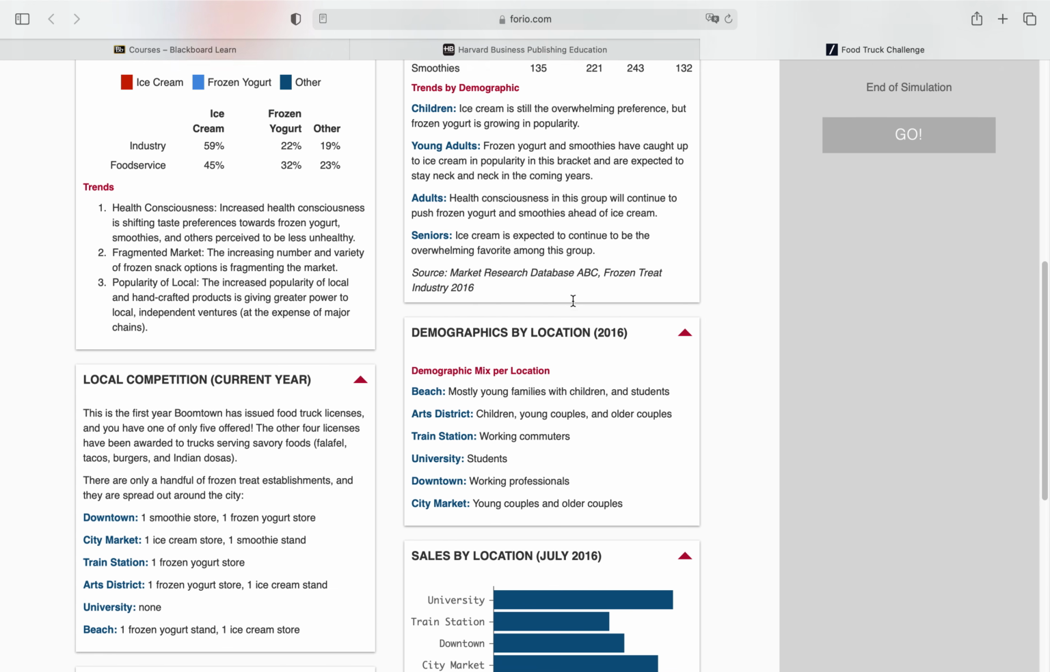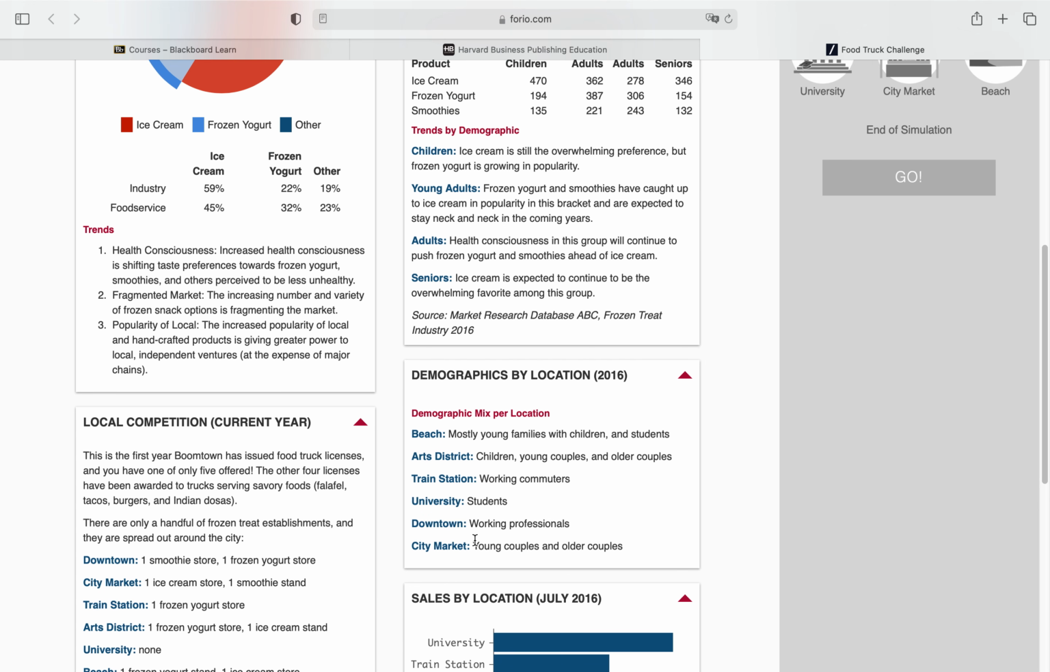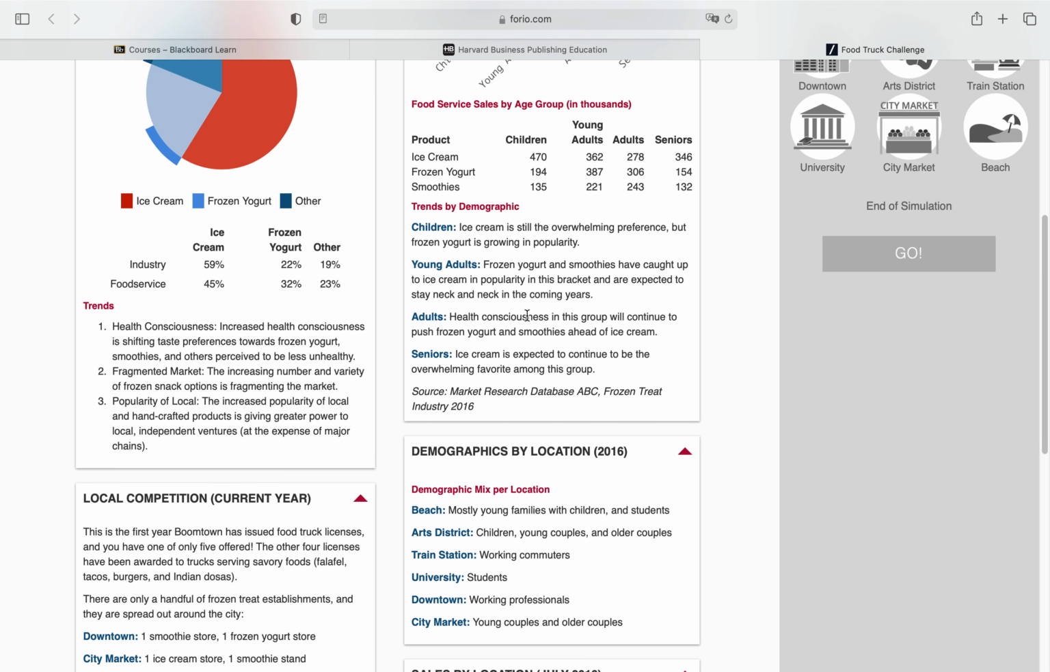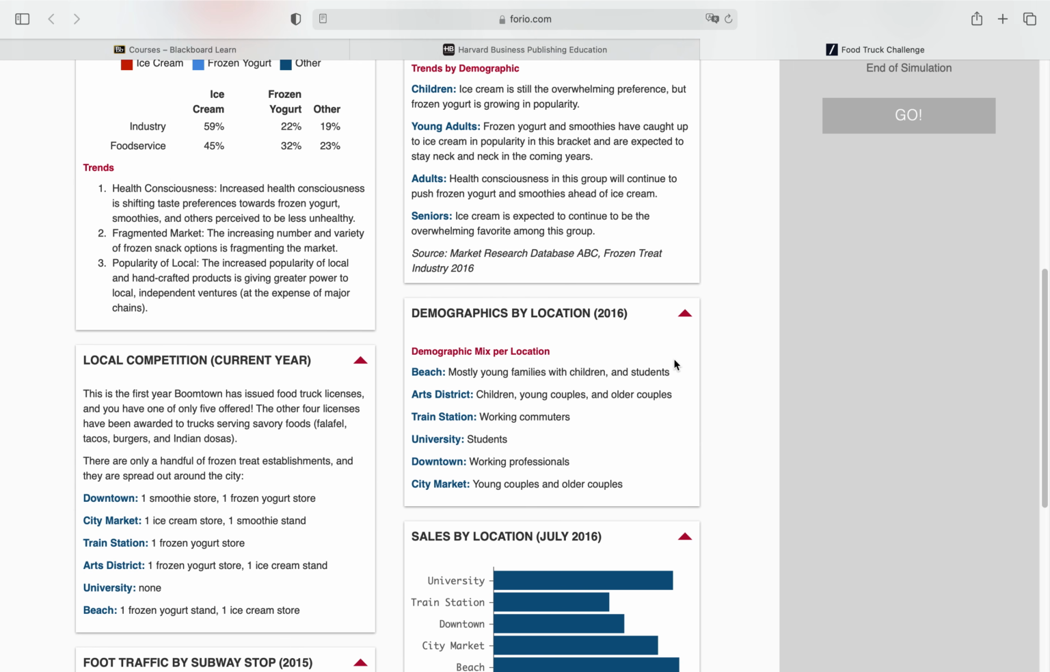And let's talk about downtown, the demographic. Working professionals. So obviously you're competing with two stores, and the only target is the target that they've exactly nailed, young adults and adults. So you're going to lose on that overall business opportunity. So I don't want to go downtown for that reason.